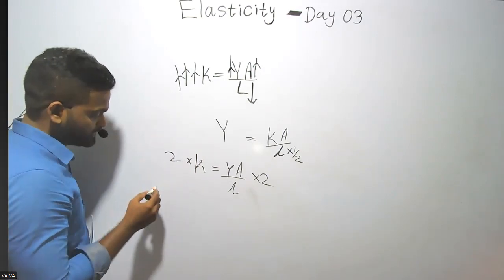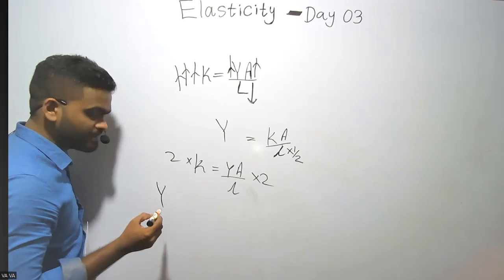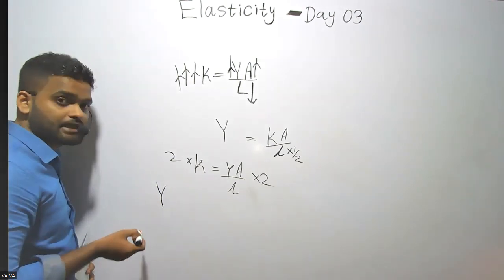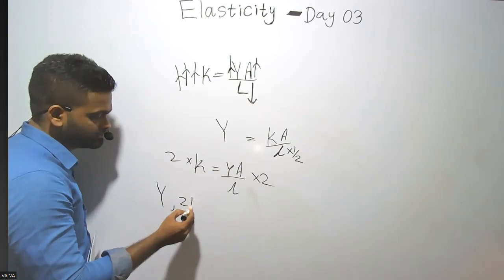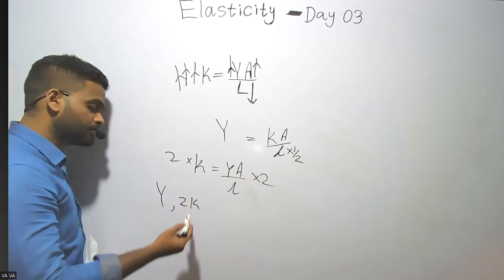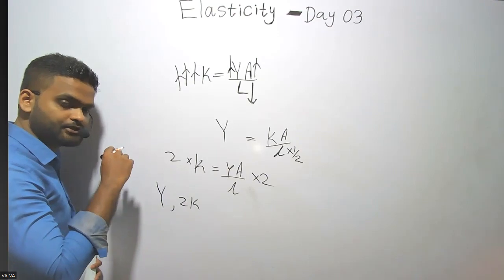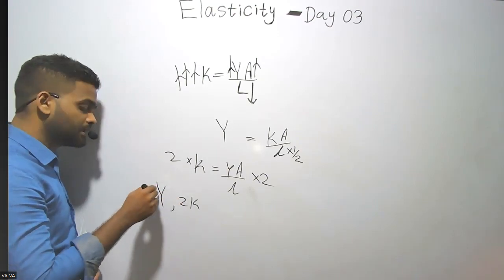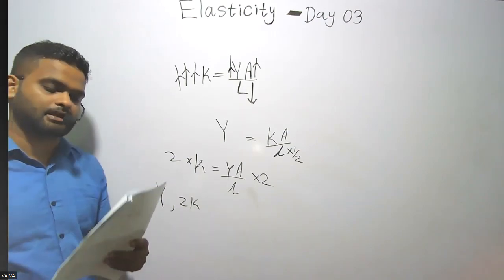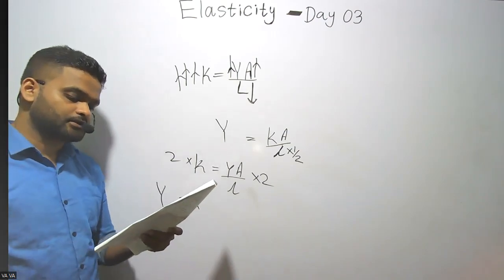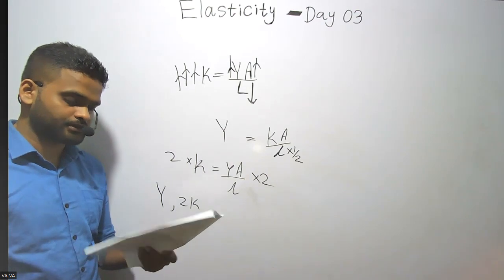So what should be the answer? Young's modulus remains Y because the material does not change. But the new spring constant is doubled. Spring constant becomes 2K, right? If it is initially K, now it should be 2K. But the Young's modulus does not change because by cutting you cannot change the type of material. So the answer should be the fourth one.